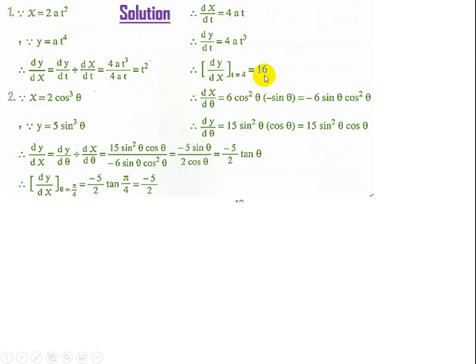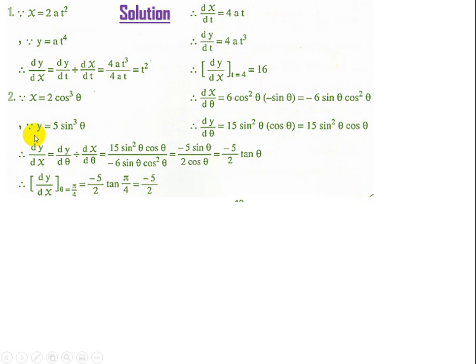The second one: x equals cosine 3 theta. So dx by d theta equals 6 cosine squared theta times negative sine theta, which means negative 6 sine theta cosine squared theta. y equals 5 sine cubed theta. So dy by d theta equals 15 sine squared theta times cosine theta, which is the derivative of sine. So it will be 15 sine squared theta cosine theta.